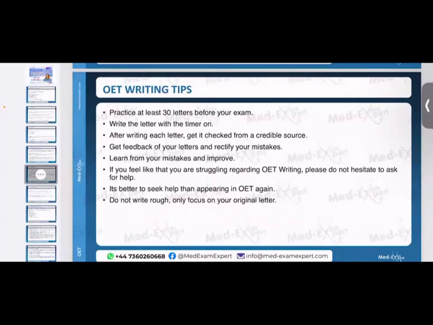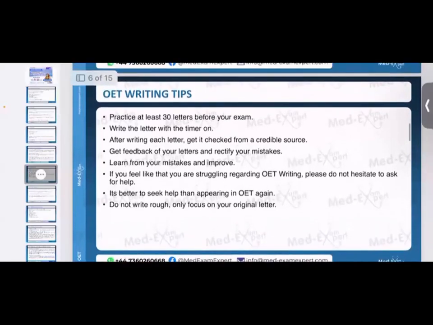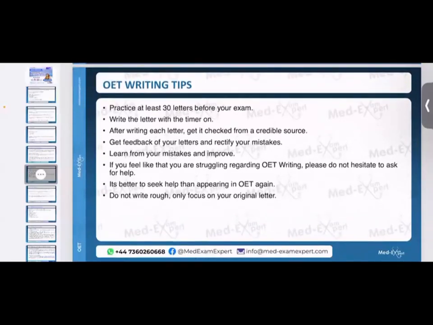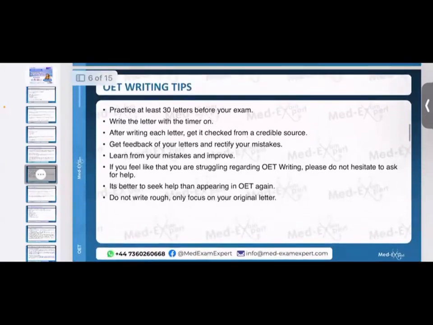Make sure that you are writing with the timer on, because it will prepare you for your real exam. If you are writing rough at home and you are not bothering about time management, then it will definitely give you a tough time in the exam as well. So whenever you are writing at home, you must have a timer on for 40 minutes so that you are able to manage time in the real exam as well.